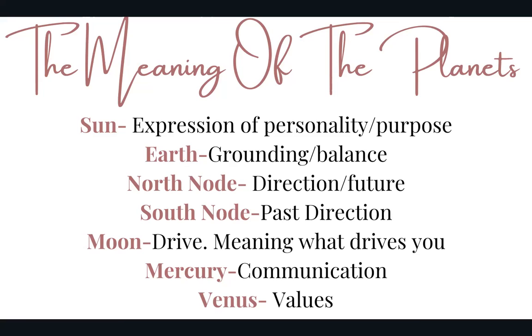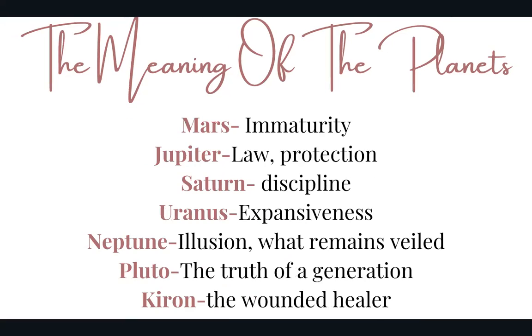Then we have Mercury, and Mercury influences your communication and your thinking, and it reveals what you most need to communicate during your life. Then we have Venus, which is all about your values. It shows you that moral compass, as well as things that can cause some friction, like things that come against your values.